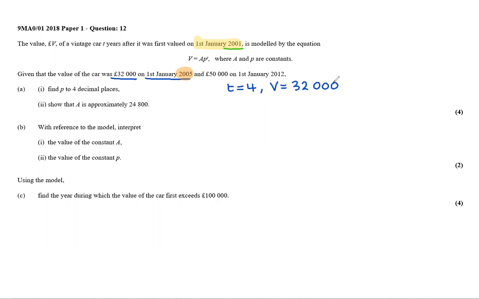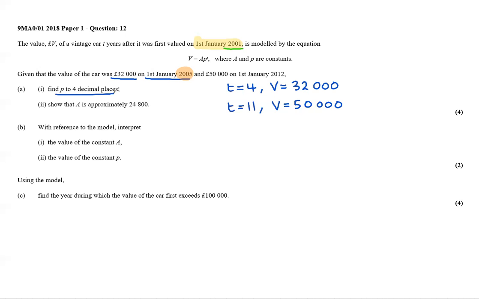We're also told that on the 1st of January 2012, the value of the car is 50,000. Now, again, if you subtract the years, 2012 subtract 2001 is, of course, 11 years. I hope that doesn't catch you out. You've got to read the information really carefully before you start. The important thing here is we now have essentially 2 coordinates on the graph of our model. So if we sub those in, we can hopefully find a value for P. We're asked to find it up to 4 decimal places.